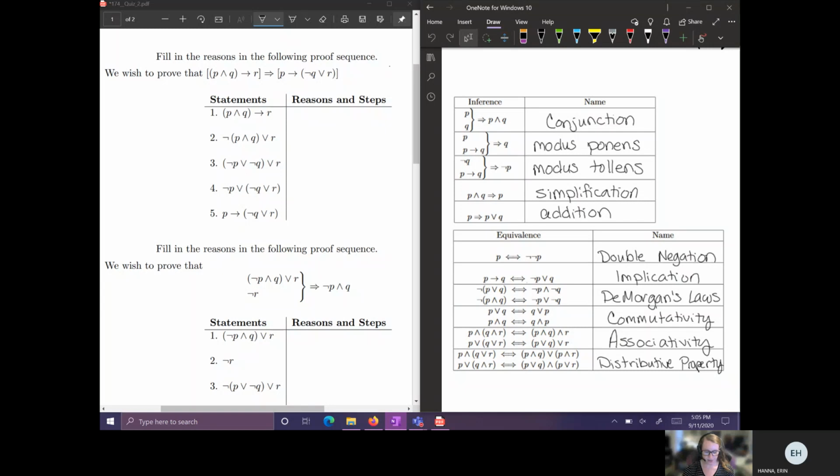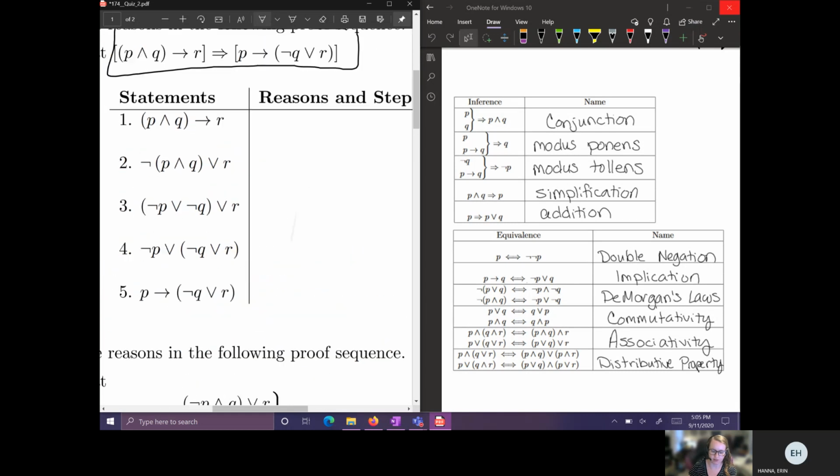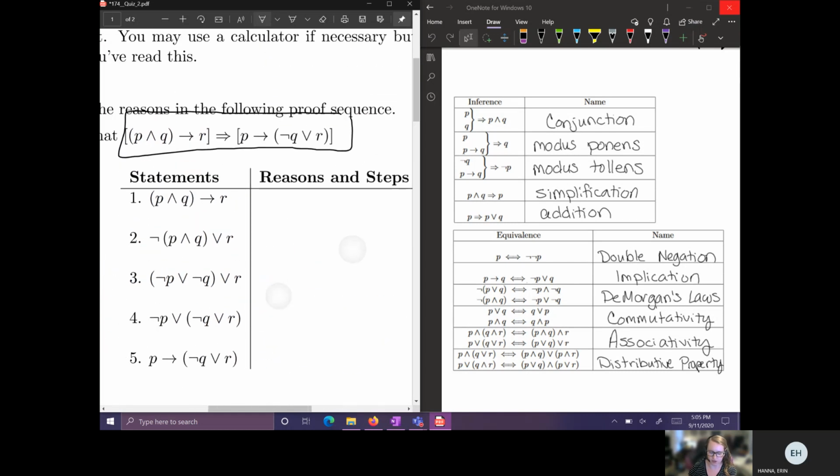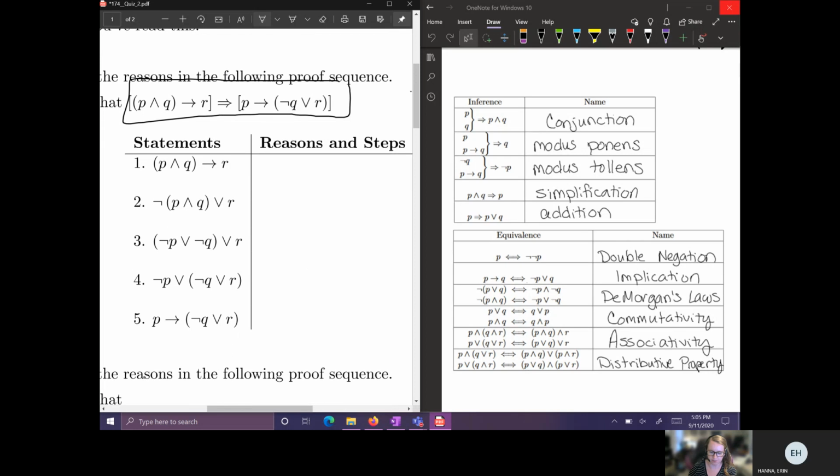All right, in this video, I want to go through two examples of these proof sequences where we just have to write out the reasons and the steps, focusing on how to find the correct rule. Say the first one we want to do is we wish to prove this statement right here. Now I'm going to zoom in a bit to just that. The instructions are to just fill in these proof steps.